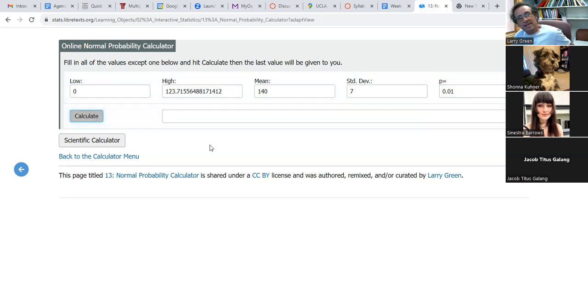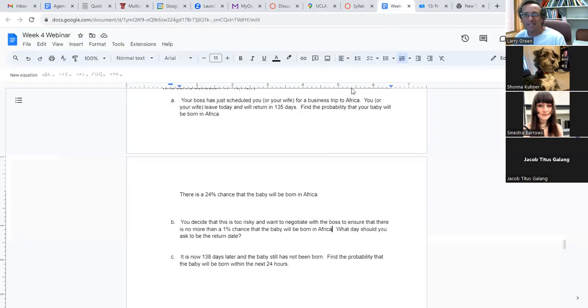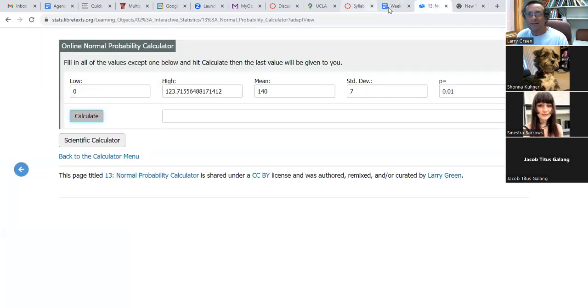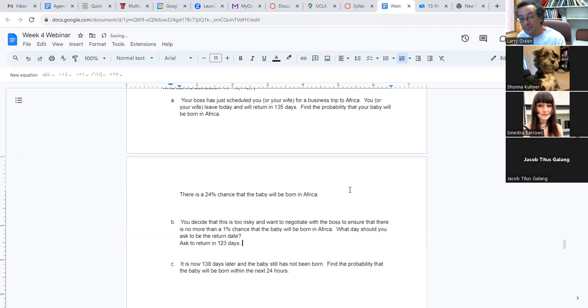And what this says is that if you return in 123 days, you're going to negotiate. 124 days will be a little higher than 1%. 123 days will be a little lower, and that's what we want. So ask to return in 123 days. Any questions on this example?